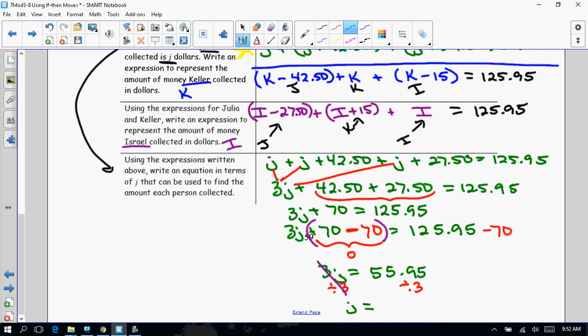I just made the number 1 there. And then I take 55.95 divided by 3, and sure enough, I get $18.65, just like I did when I did the tape diagram. The tape diagram is using arithmetic. This is using algebra. Okay?